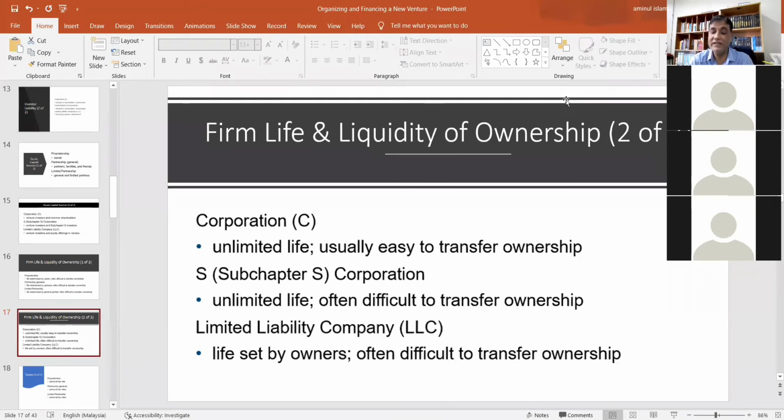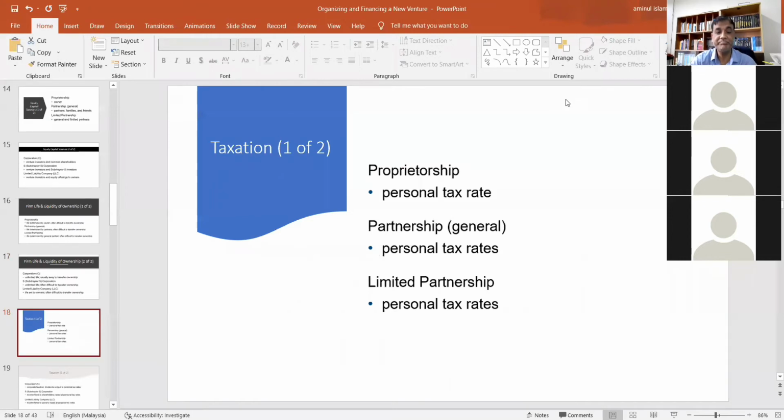So it's unlimited, but again, if you find any difficulty, definitely it can be transferred, okay? Now, when it comes to taxation, of course, when it comes to proprietorship and partnership, it is your personal tax. Proprietorship is your own business, so the income is considered your own earning. So definitely you have to pay based on personal tax as determined by the government, right? When it comes to partnership, when you get your portion of profit, of course, this is also your personal income.